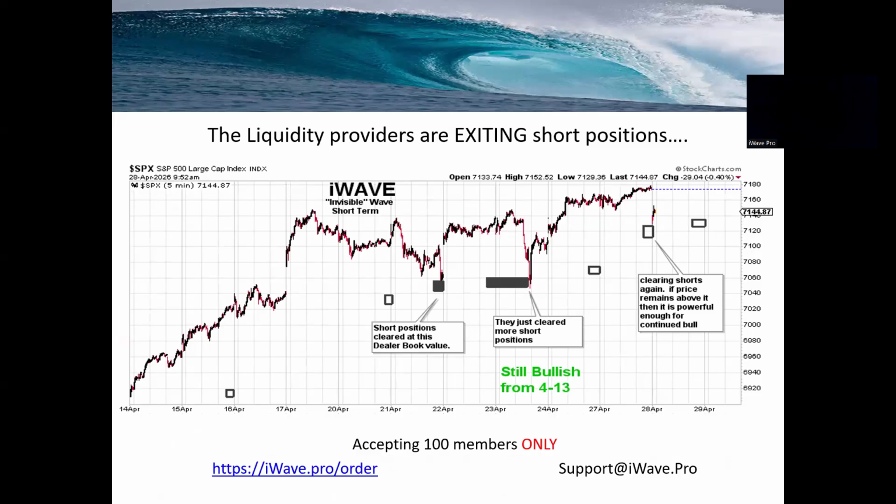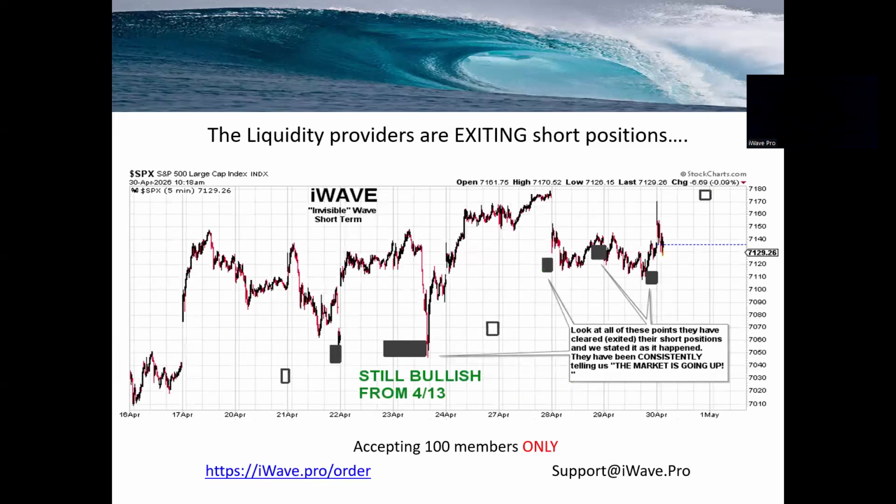And these are the actual charts that I had sent out to members. Look at what those boxes say right there. That last one on the right says they're clearing short positions again. If price remains above it, then it is powerful enough for a continued bull. And that is exactly what was happening here. Here we go. You see how they're collecting those areas where they're exiting short positions? This is nothing but pure magic, folks.